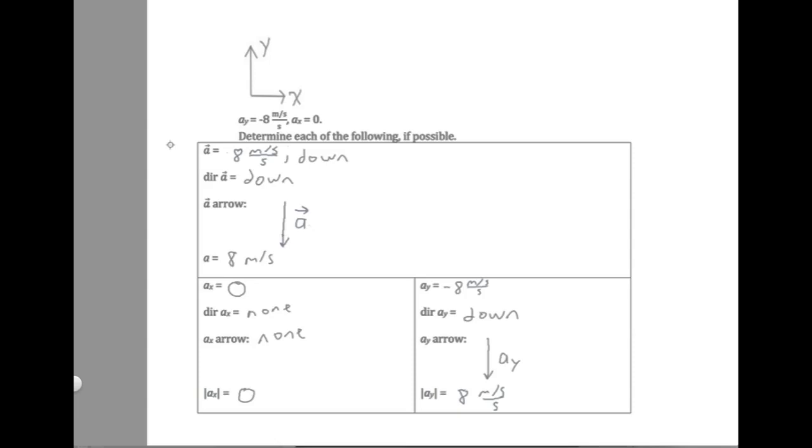Notice that when there's a 0 component, you don't try to draw a right triangle. If you try to draw a right triangle, you'd probably end up confusing yourself here. We don't draw a right triangle. We don't need the Pythagorean theorem. We don't need inverse tangent. When one of the components is 0, we have a very much simplified method for figuring out the overall vector, because again, the overall vector is basically identical to the non-zero component.